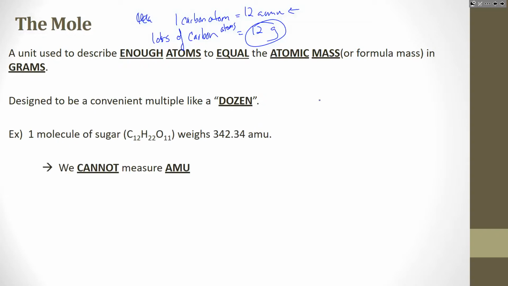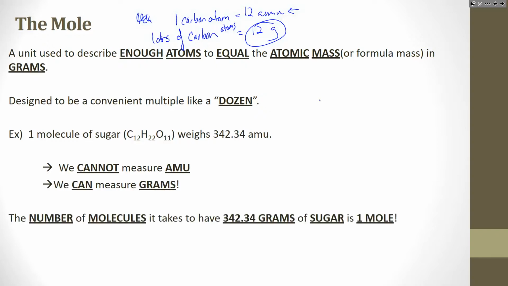Here's an example for sugar. A molecule of sugar, if you add up all those masses, weighs 342.34 AMUs. But we can't measure that. Even though that's a big number of AMUs, it's still too small to measure. But we can measure 342.34 grams. So the number of molecules it takes to have that many grams of sugar is what we call a mole. And there's a video here that I'll link to later. But basically, that's what a mole is.